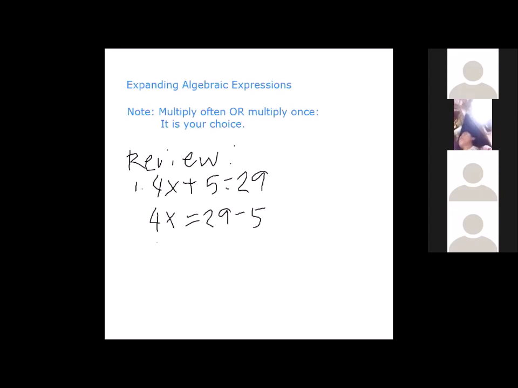Okay. So, to get the value of x, nag-divide pa ako, ma'am, ng 4 both sides. Okay. So, 4x divided by 4, then 24 divided by 4 is equal to x is equal to 6. Okay. Final answer? Yes, ma'am. Very good. Han, are you with us?